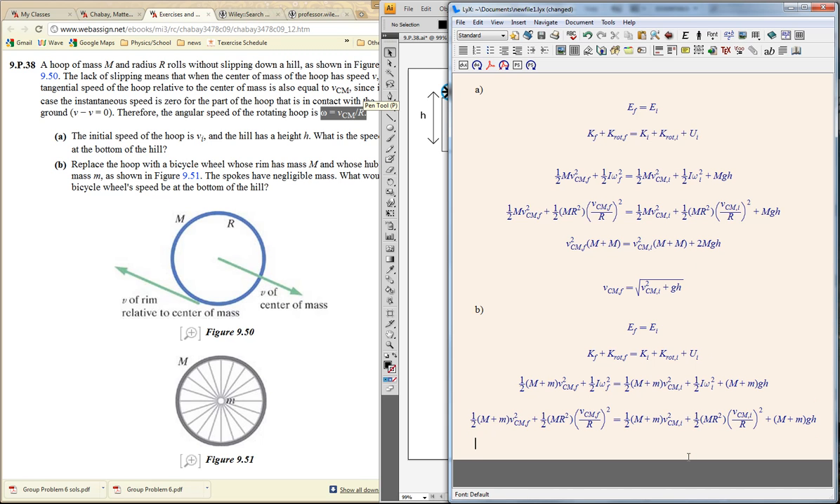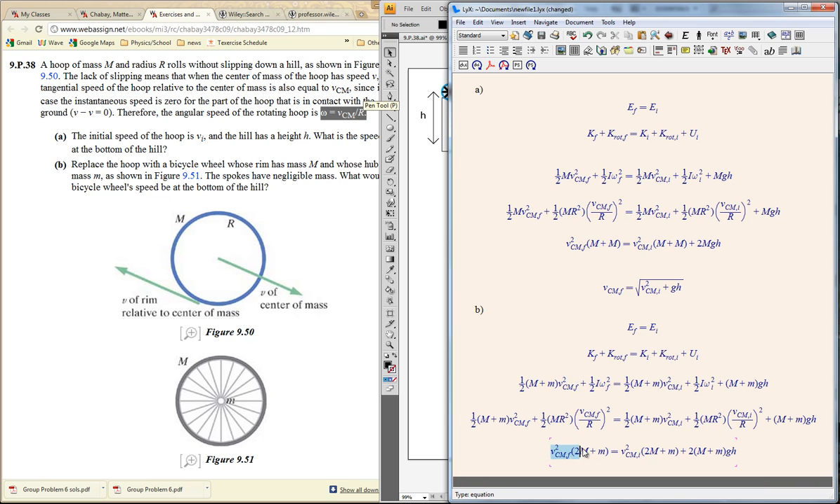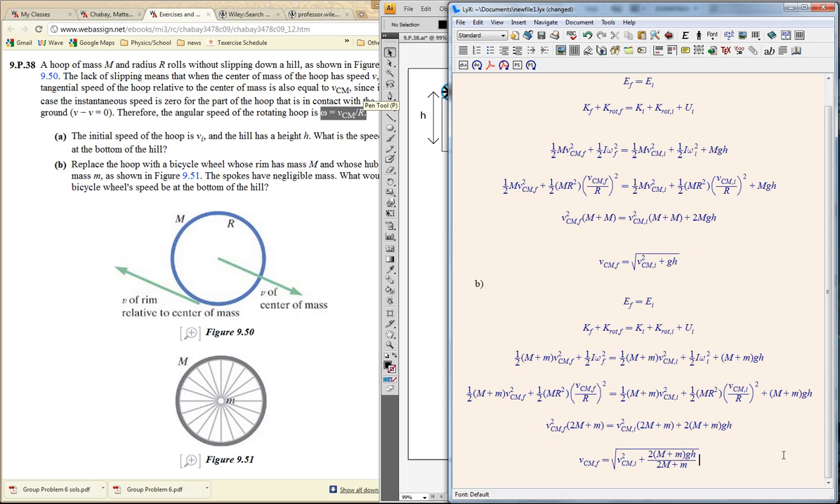Now let's factor out VCM final. I also factored out VCM initial, and I multiplied the previous equation by 2. We can get some cancellation here if we divide by this term, the 2M plus m, although not all the masses will cancel as they did in part A. And there we have our final result.